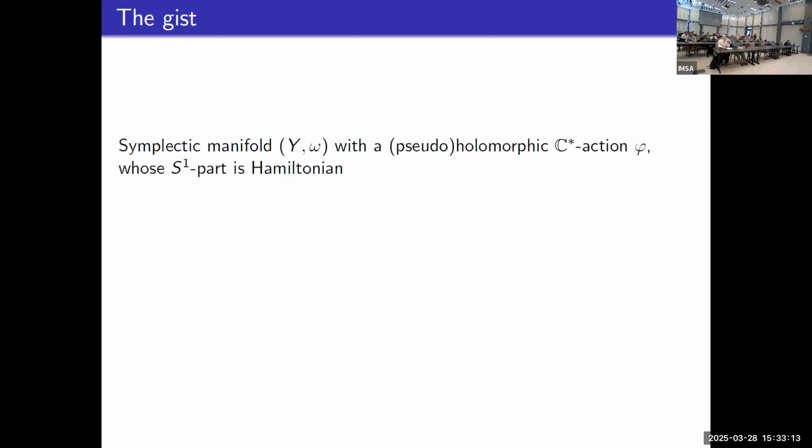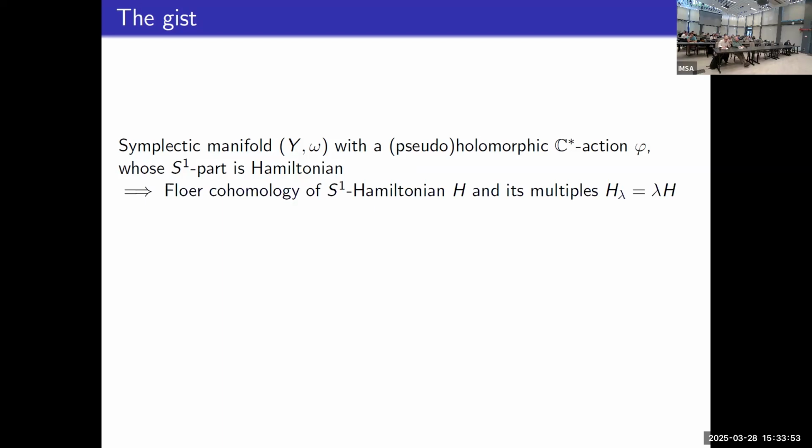Okay, so in the first slide, I will just say the gist of what's going to happen. We start with a symplectic manifold with a C-star direction, which is pseudo-holomorphic. When I say pseudo-holomorphic, I mean whenever you have a symplectic manifold, you always have an almost complex structure which is compatible. That's the first thing one learns in symplectic topology. And then using this almost complex structure, if you have a C-star action which is compatible, that's the setup which we start with. And the S1 part of the action is Hamiltonian, which means the flow of the S1 action not only preserves the symplectic form, but there's also a Hamiltonian.